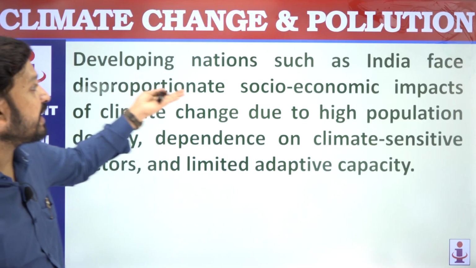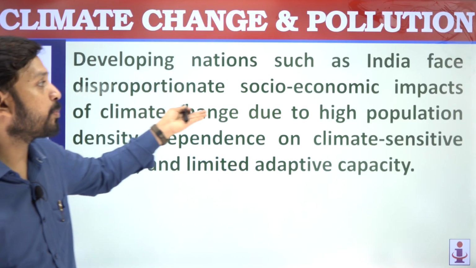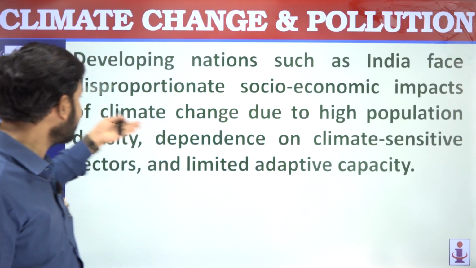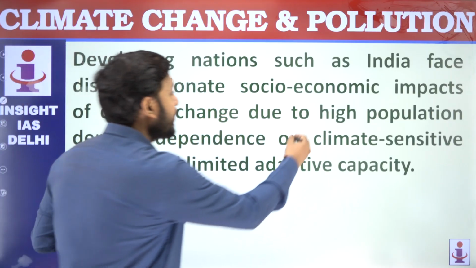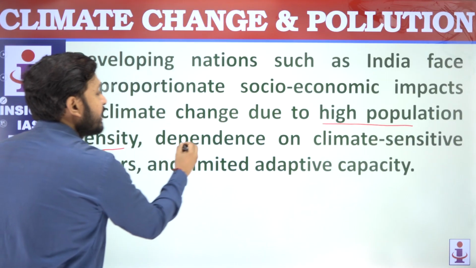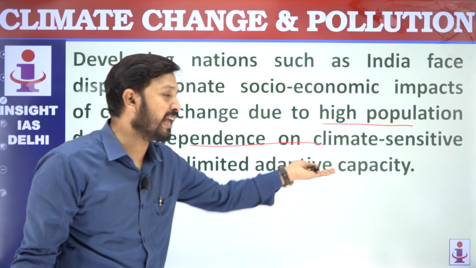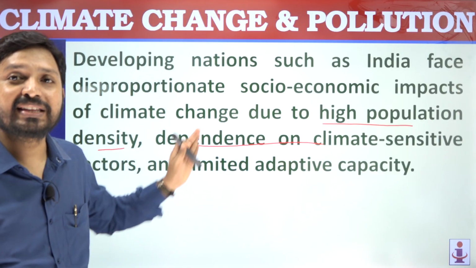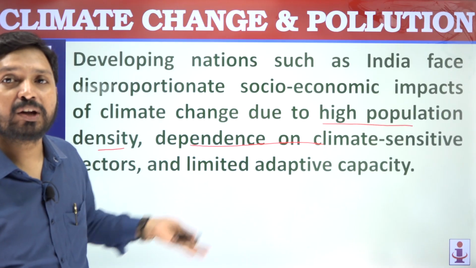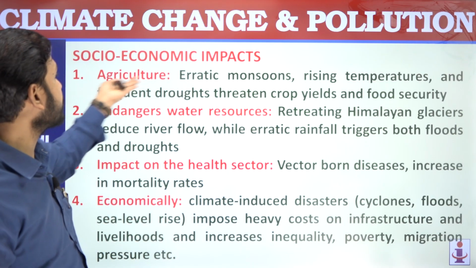For example, if you say, developing nations such as India face disproportionate socio-economic impacts of climate change due to high population densities and dependence on climate-sensitive sectors, like agriculture, and also limited adaptive capacities. All these things are having a negative impact on developing countries. For example, socio-economic impacts.